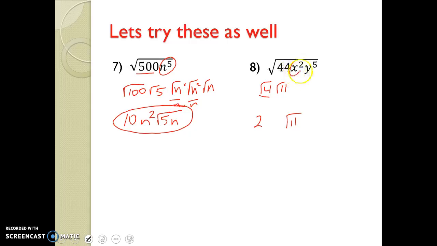Well, then I have two x's. Those get to come out because they're in pairs. So there's one x on the outside. But then I have 5 y's. Well, that's two pairs on the outside, so it's y to the 2nd on the outside. And then there's one y that doesn't have a partner that has to stay inside the radical sign. So my final answer is going to be 2x y squared times the square root of 11y.